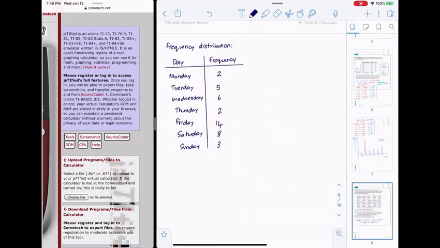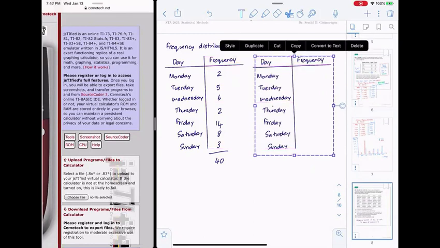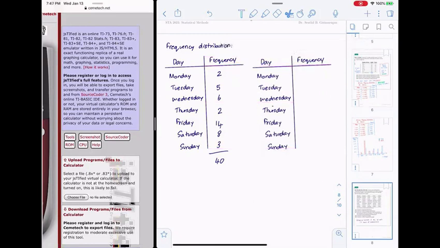We can add all this to get the total sample size. So we have 22, 25, 30, and in total we have 40. So that simply is the frequency distribution. To get the relative frequency distribution, we just have to take each level and divide it by 40.